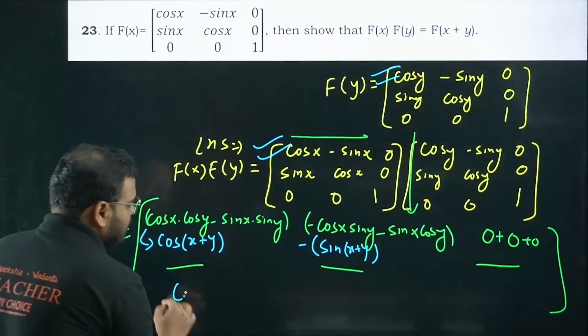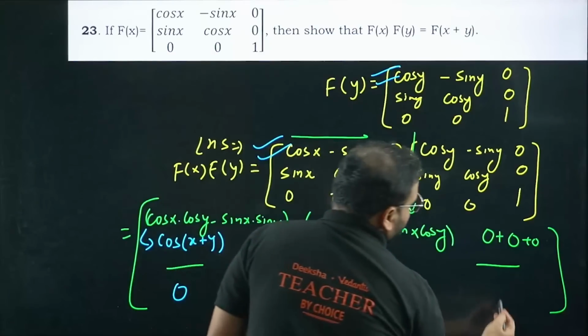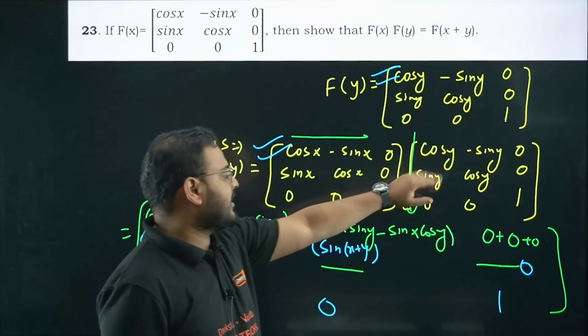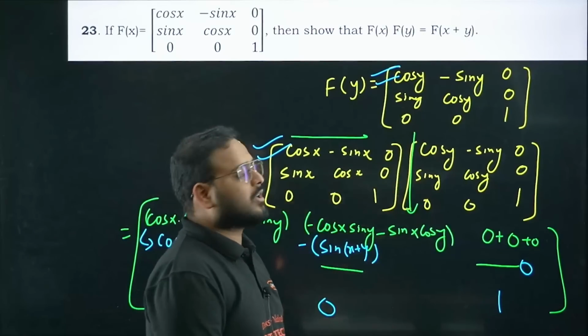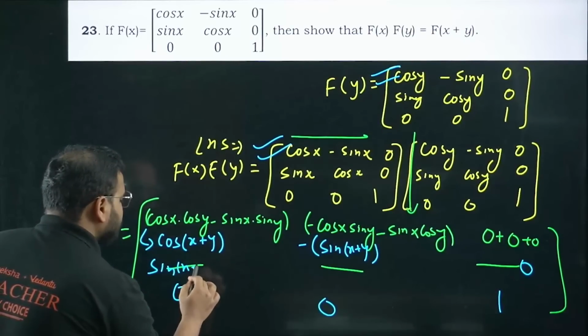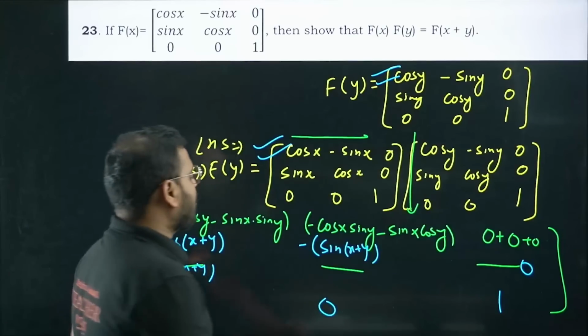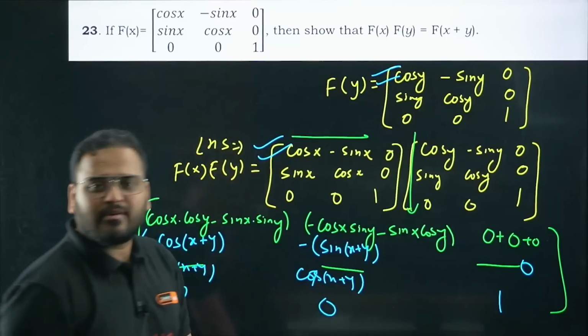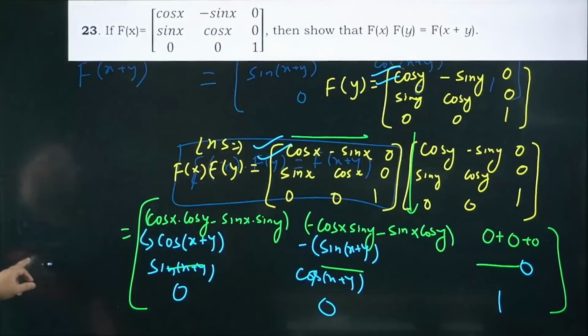Okay, do this step. You're gonna get this as 0, 0, 1, 0. Over here, what are you gonna get? If you do it, sin x cos y plus cos x sin y will become sine of x plus y. Please do it. What are you gonna get over here? Cos of x plus y. Do this multiplication. Not difficult, right? Okay, have a look. This is done.